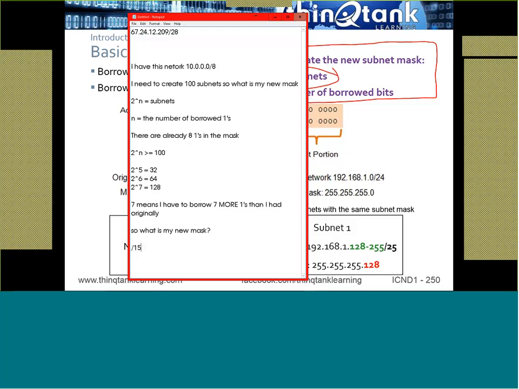Does that make sense? Now, I'm going to ask the question again. How did I get /15? Well, my original mask already had 8 ones. I am stealing another 7 ones. Does that make sense? Which means 8 plus 7 is 15.